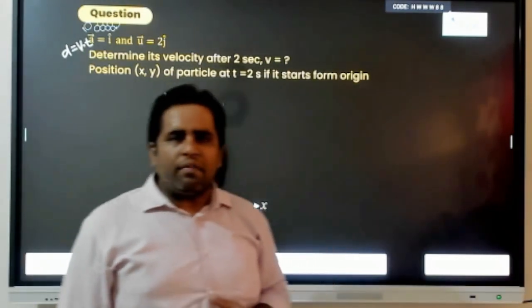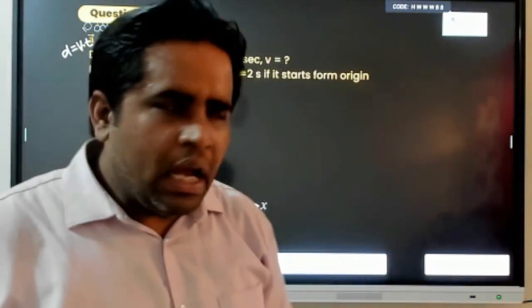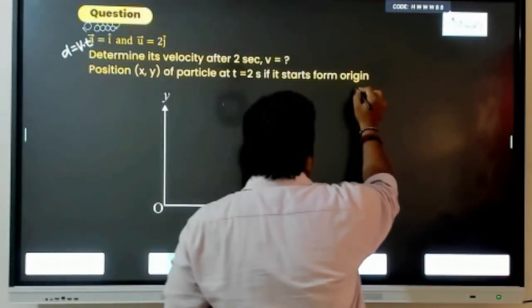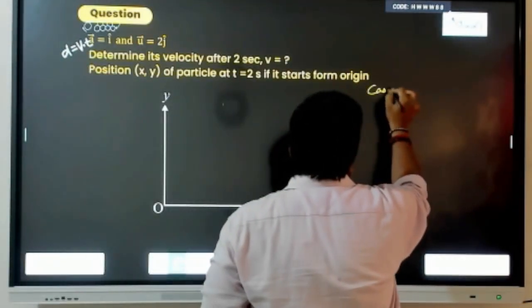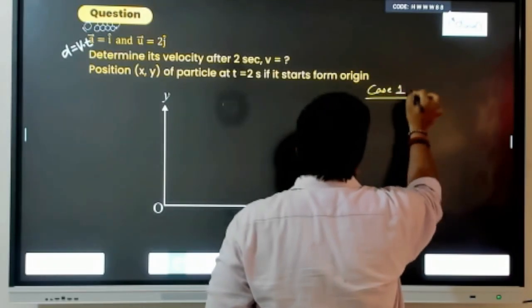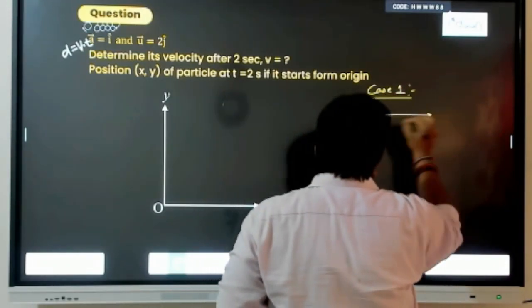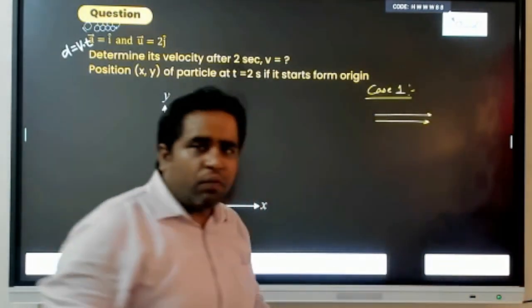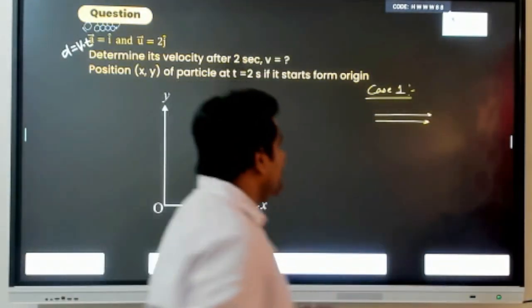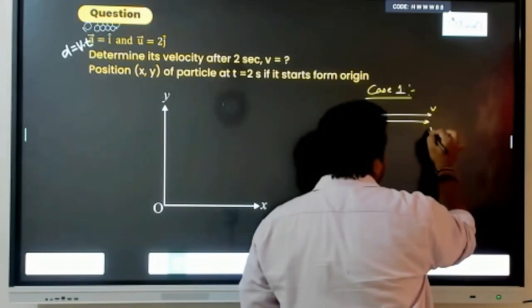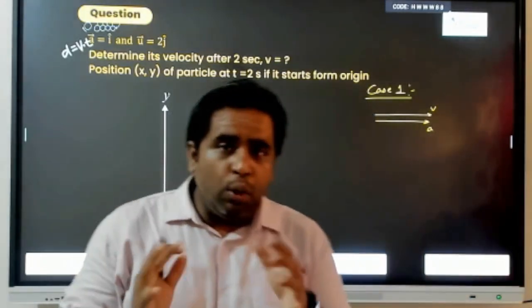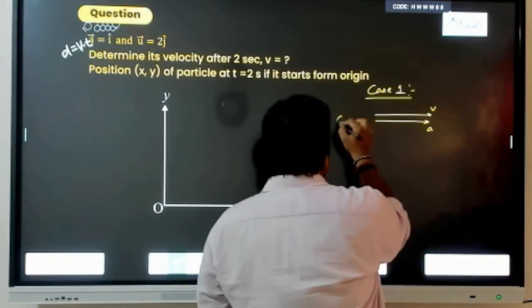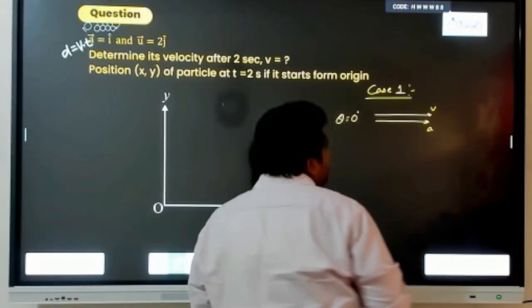Determine its velocity after 2 seconds. Let me know one thing. I would like to illustrate a few cases here. Case 1: if the velocity is in the forward direction and acceleration is also in the forward direction, what do you think will happen? Both are in the same direction, and theta is equal to 0 between them. So what do you think will happen?